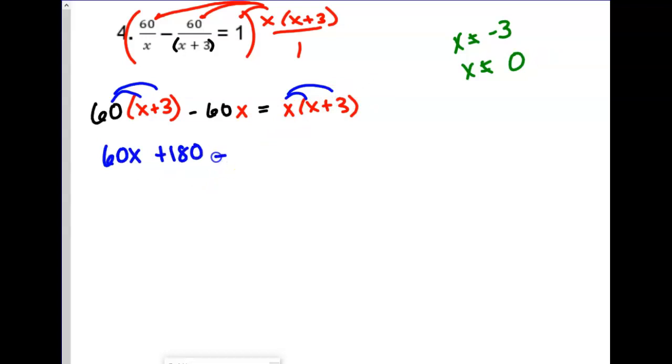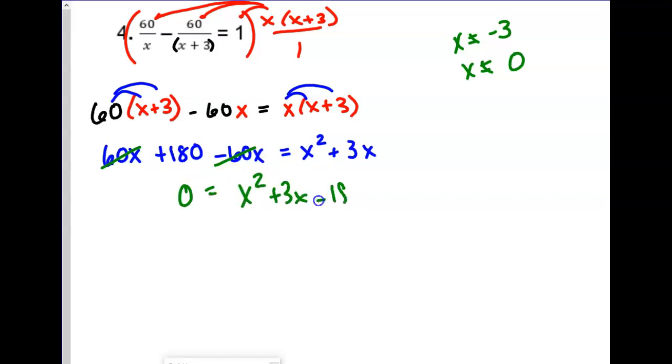That's a pretty cool one. Looks kind of nasty at first, but I think it's alright. So the 60x's cancel each other out because they're on the same side there, 60 and minus 60. So you have a positive quadratic term over here on the right. Let's bring everything to the right because of that positive. Alright, so we have x squared plus 3x. You would have subtracted the 180 over.